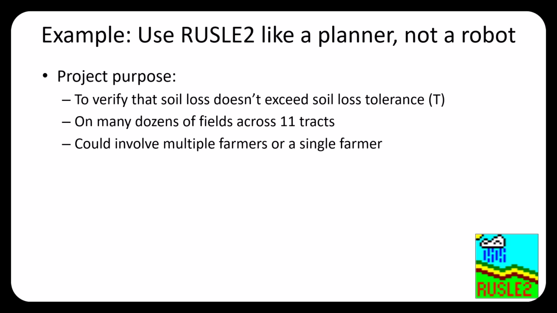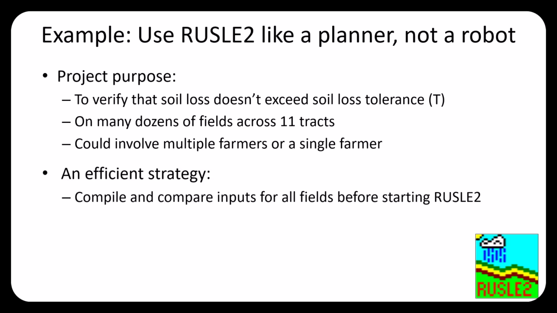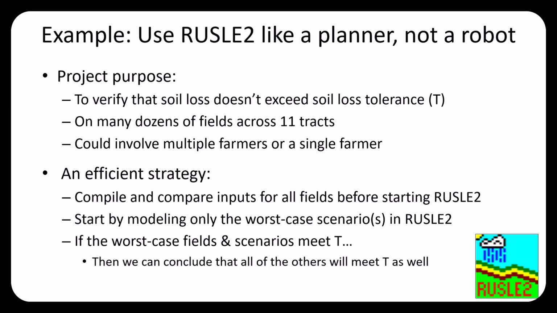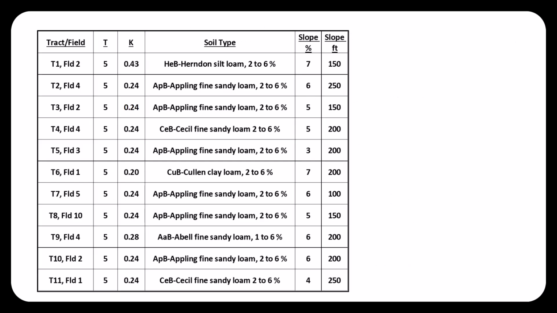A more efficient strategy might look like this. Compile and compare inputs for all the fields before you start RUSLE2. And then in RUSLE2, start by modeling only the worst case scenario or scenarios. If the worst case fields and scenarios meet T, then we can safely conclude that all of the other fields will meet T as well. This table gives you an idea of how this process might look.